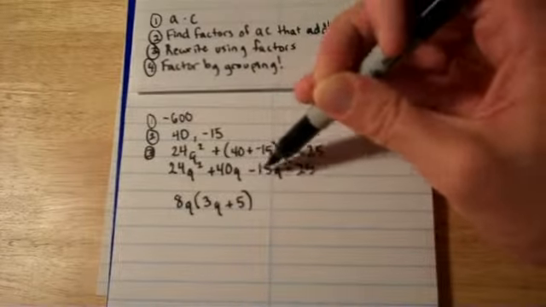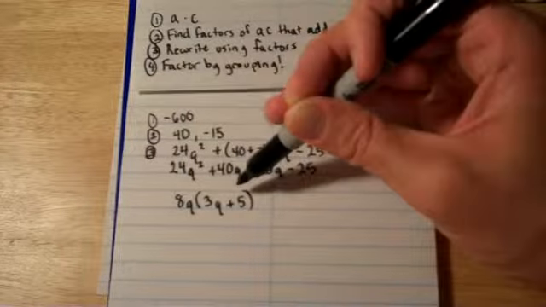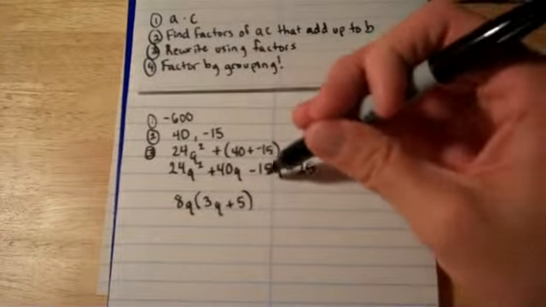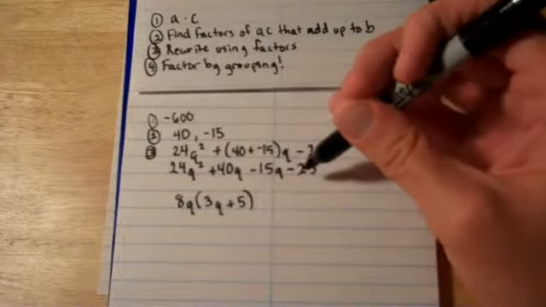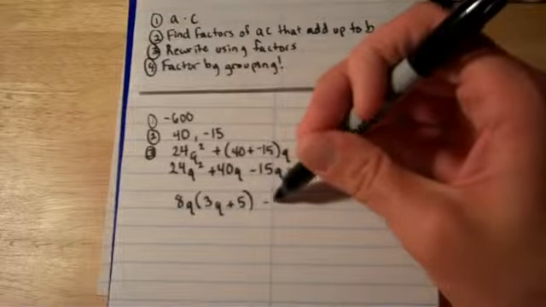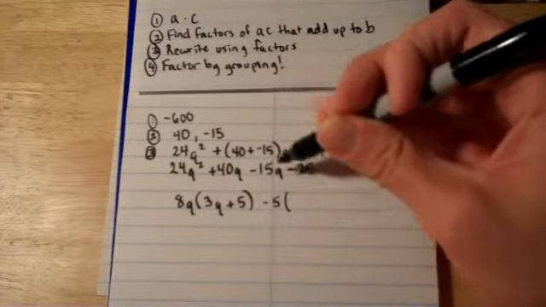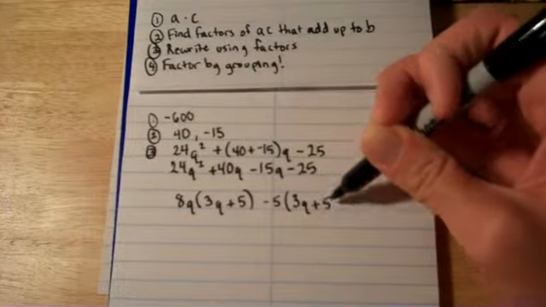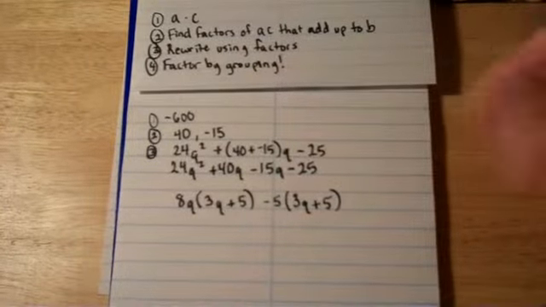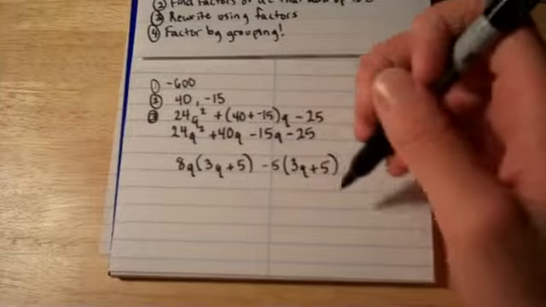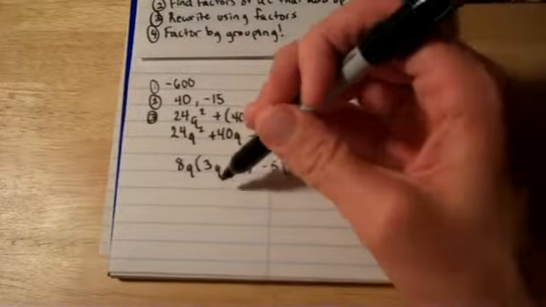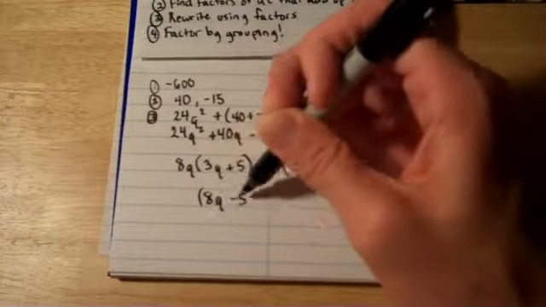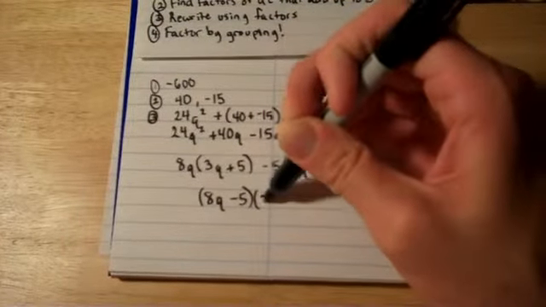Remember, when we factor the GCF of these two terms, it has to end up being 3q plus 5 now. Right? So that means that we should factor out a negative 5. When we do that, we get 3q plus 5. Now let's just go ahead and rearrange that. We'll factor out our binomial, and we'll be done. 8q minus 5, and there's our 3q plus 5.